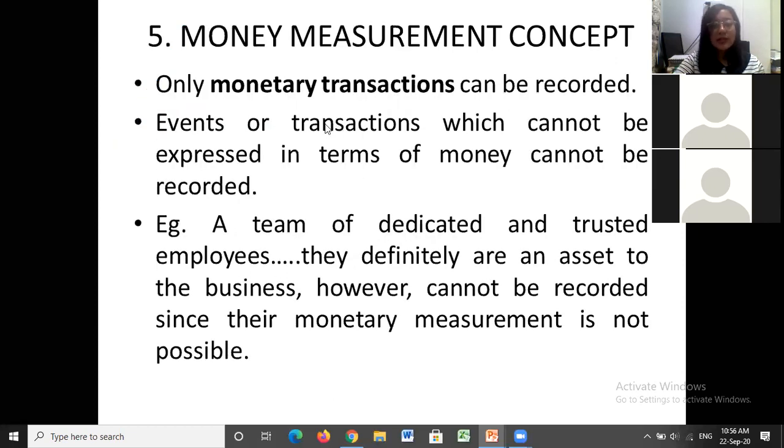So the next one is the money measurement concept. When we say money measurement concept, it means money, measure. Okay, so this concept says that only monetary transactions can be recorded.